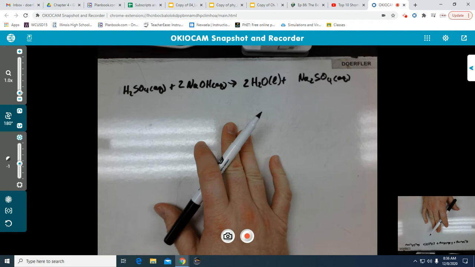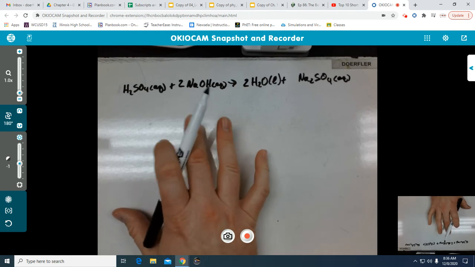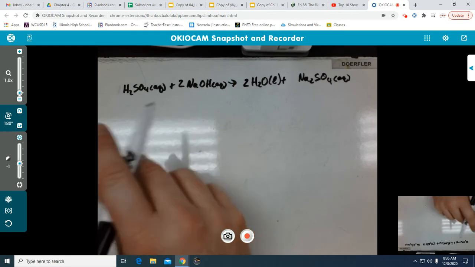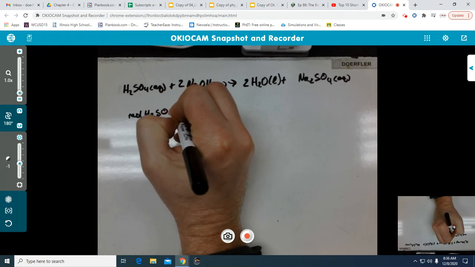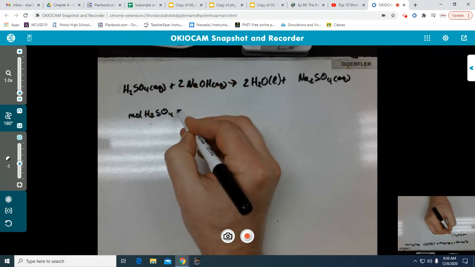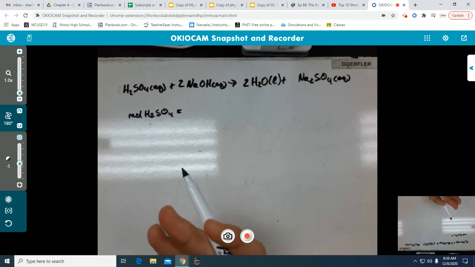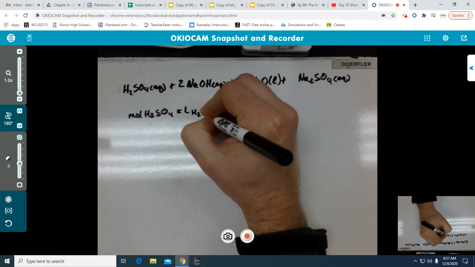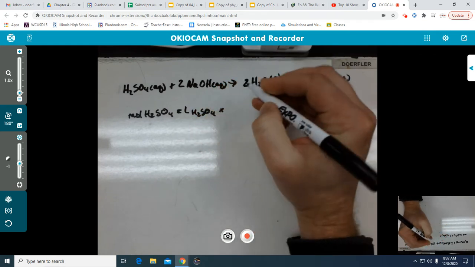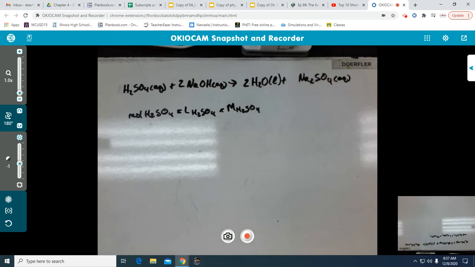I'm going to keep that at the very top. First thing we need to do, we need to figure out how many moles of sulfuric acid we have. Again, that's our substance A. So moles of H2SO4. I'm using the molarity equation and rearranging it to where I'm going to have my liters of H2SO4 multiplied by our molarity of H2SO4.